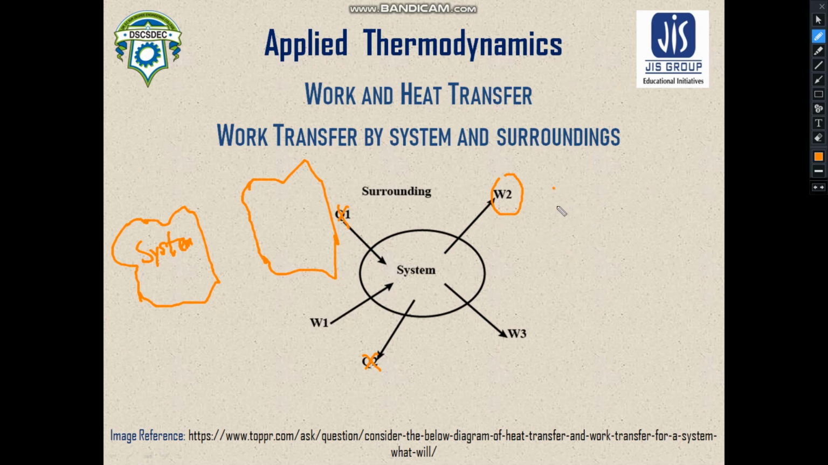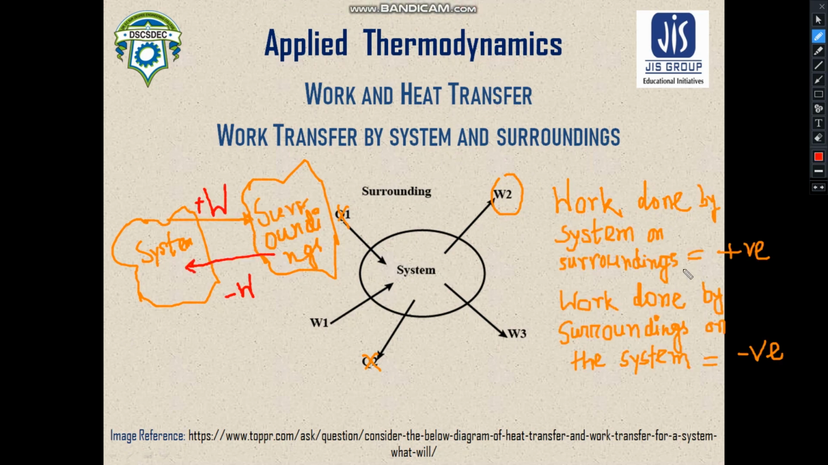So as you can see here, I have written it here. If the work is done by the system on the surroundings, it will be treated as positive work. But if the opposite happens, if work is done by the surroundings on the system, then it will be treated as negative work. Like it is already given in the diagram here, positive W work and negative W work.